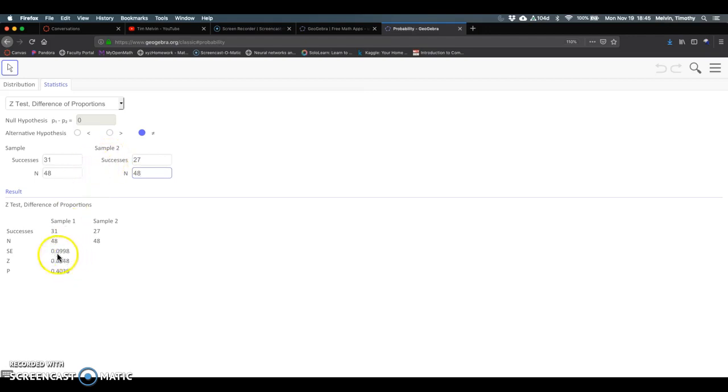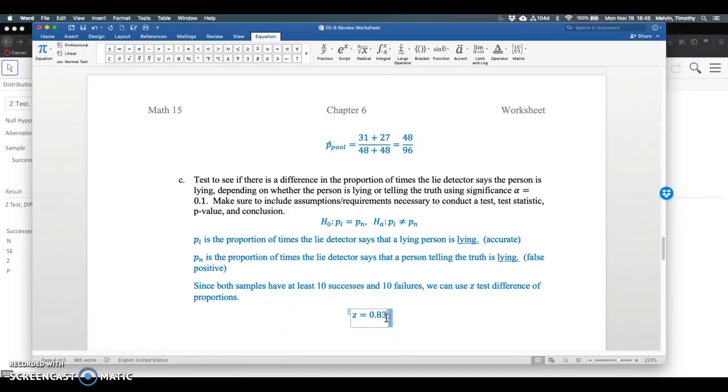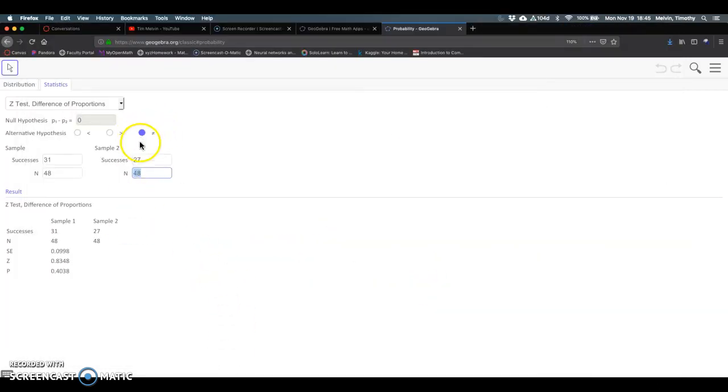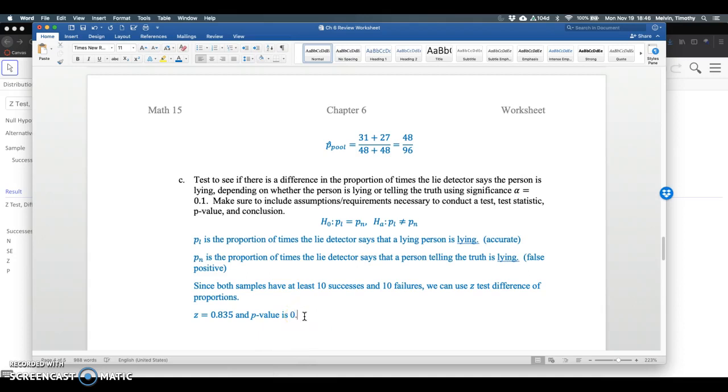All right, so for not equal, I get a z-score of 0.8348, or 0.835 rounded to three decimals. And we have the p-value right here. I chose the not-equal option, so I don't need to double this. It's 0.4038. The p-value is 0.404, rounded to three decimals. So I've got the test statistic and the p-value, and now the conclusion.